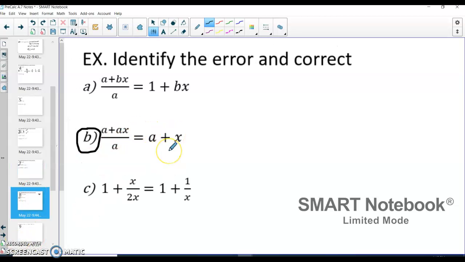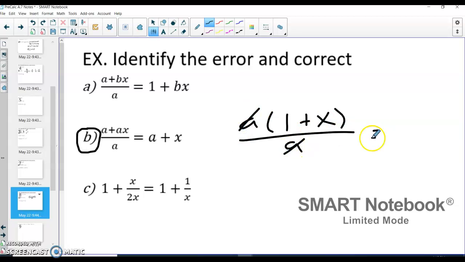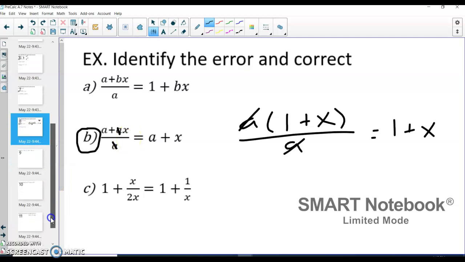Okay, here we have a couple different ways you can see this. It does not turn into a plus x. You could factor out an a on top, and you'd have a times 1 plus x over a. Now the a's would cancel, and you'd just be left with 1 plus x. So careful there. It looks like what they did was they factored out this a here and then divided here, but left the other a, and you can't do that.